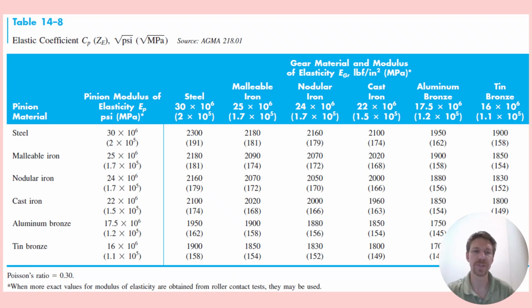So for example, if I'm going steel gear with steel pinion, then I will use 2,300. The units here are square root PSI. Units in the parentheses are megapascals, square root megapascals. So if I'm going SI units, I'll use that one.